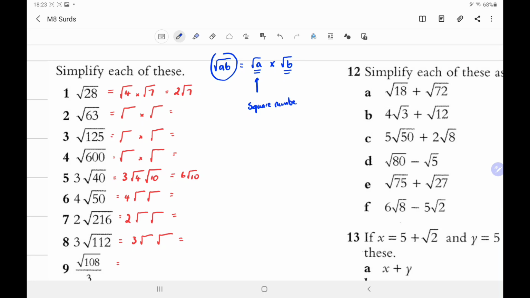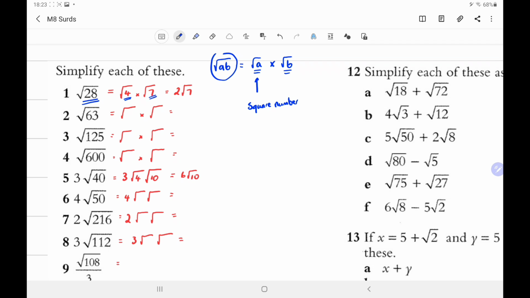So we're looking for factors of a number. We're looking for two numbers multiplied together to give us, in this case, 28. So question 1, we're looking for two numbers that multiply together to give us 28. But we want one of those numbers to be a square number. And there's our square number there, 4. And if we multiply that by 7, we get 28.